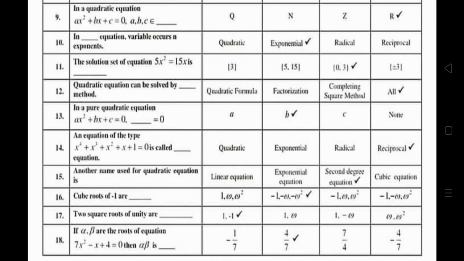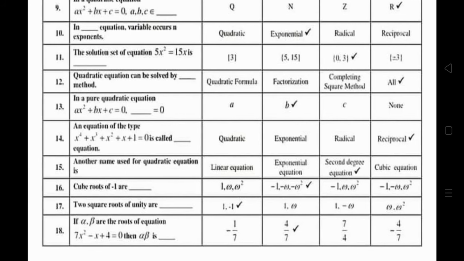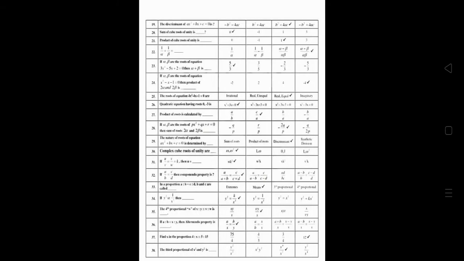Cube roots of minus 1 are minus 1, minus omega, minus omega square. Two square roots of unity are 1, minus 1. If alpha and beta are the roots of equation 7x square minus x plus 4 is equal to 0, then alpha into beta is 4 by 7.